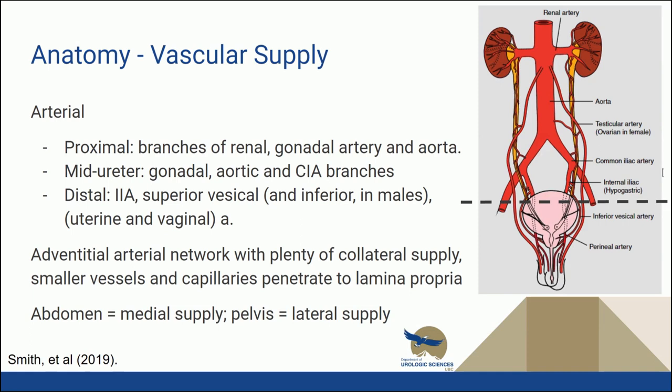Talking briefly about the vascular supply as well, that'll be relevant for some of the etiologies of stricture formation. The arterial supply of the ureter, there are branches off of the renal artery proximally, primarily, as well as up to 10% of the proximal ureter being fed by the gonadal artery as well as the aorta. The mid ureter is being fed by branches off of the gonadal artery, the aorta, as well as the common iliac. And then distally, the superior vesical artery as well as the internal iliac artery branches supply some of the ureter as well. The inferior vesical artery supplies the distal ureter in males, whereas the uterine and vaginal arteries are responsible in female patients and female people.